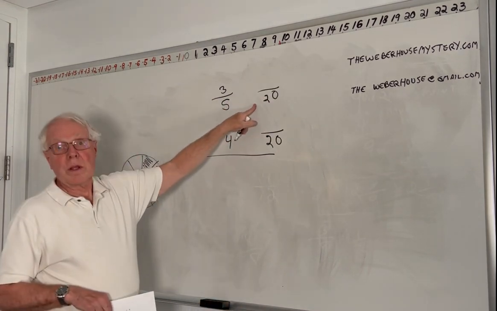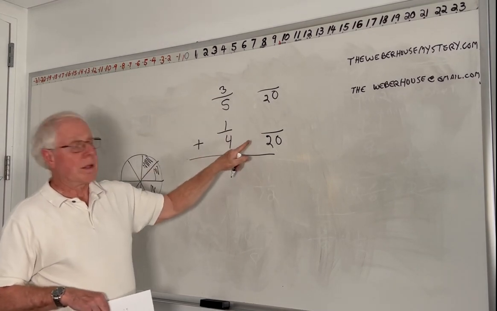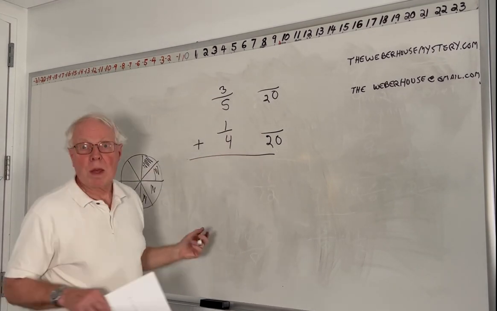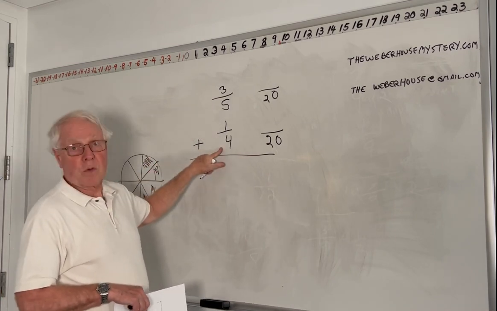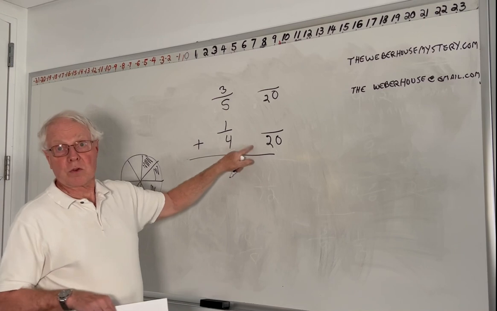Does 5 go into 20? Yeah. Does 4 go into 20? Yeah. Is there a lower number? Maybe 10 would work. Does 5 go into 10? Yes. But 4 does not go into 10. So we're going to stick with 20s.